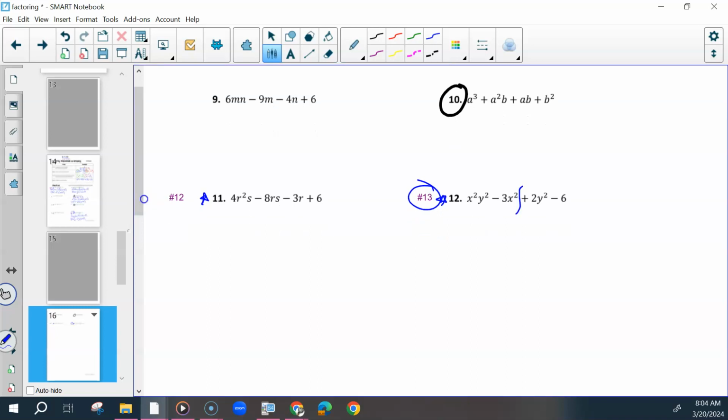Split that down the middle. What can we divide out of the first two? x squared. What would that leave us with? y squared minus 3. And then for the second part, positive 2. We divide that out, what's left? y squared minus 3. Yeah. Okay, and then our final factors: x squared plus 2, and then y squared minus 3.